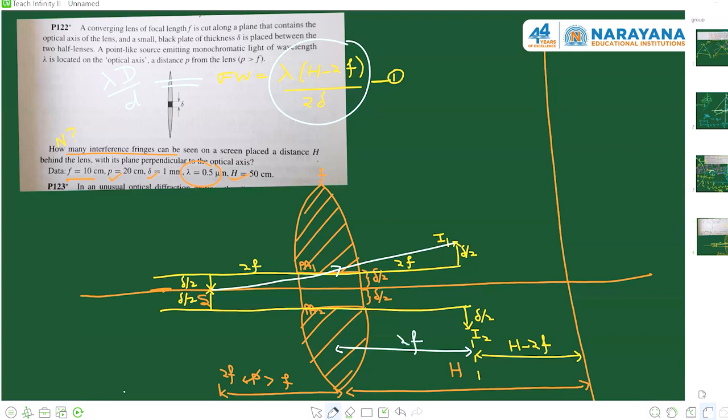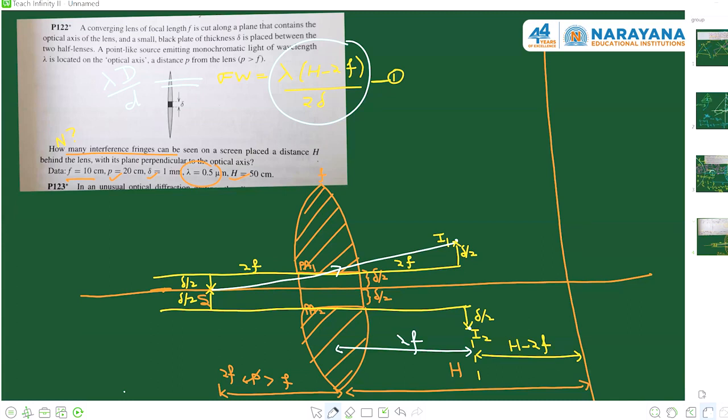So, these 2 points, I1 and I2, are now going to behave as sources, and they are going to exhibit interference on the screen. This is my screen. Then the distance between the slits and the screen becomes H minus 2F instead of capital D. And that small d becomes 2 delta, the distance between the images.